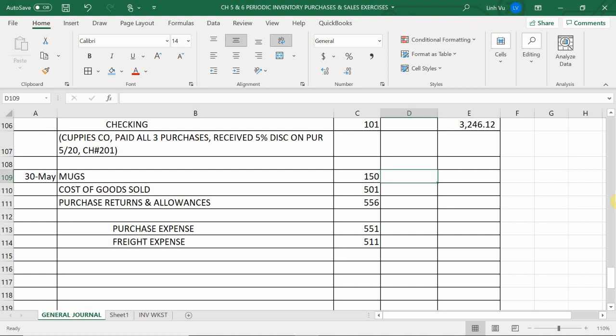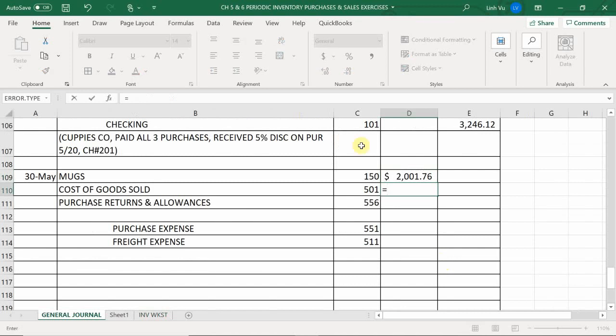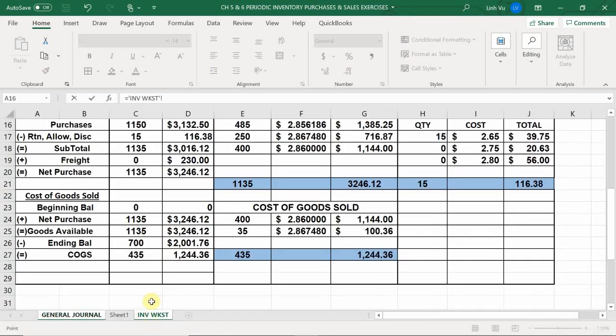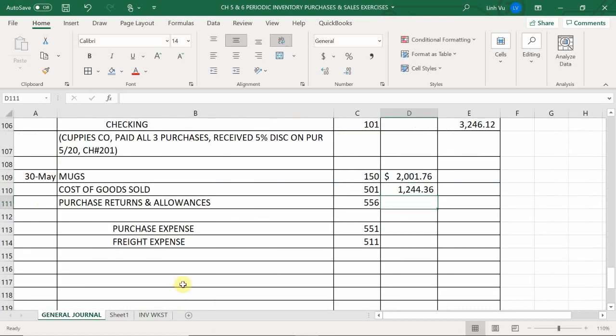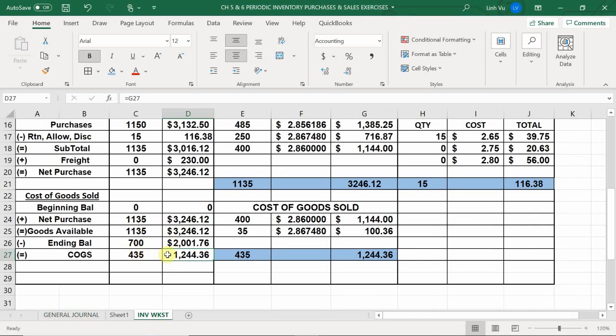We can go ahead and plug in the numbers first, and then we can figure the account later, okay? So let's go ahead. What was the total amount of my ending inventory? Total cost, $2,001.76. Good. What was the total amount of my cost of goods sold? $1,244.36. Good.